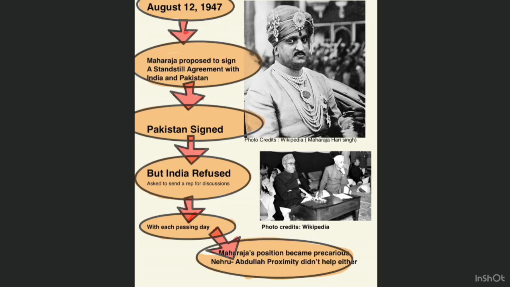On August 12, 1947, the Maharaja was tarrying for time. He wanted time to decide whether to join India or Pakistan. So eventually he proposed a standstill agreement with both India and Pakistan.